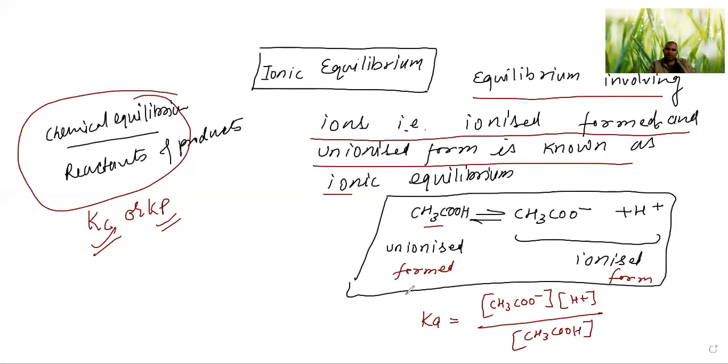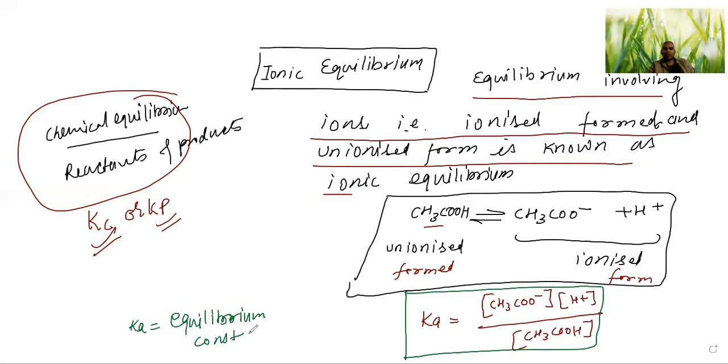Can you understand this one? Yes, sir, I understood. Ka is the equilibrium constant for acid. Please write now: equilibrium constant for acid. Can you please write this one? Yes, sir.